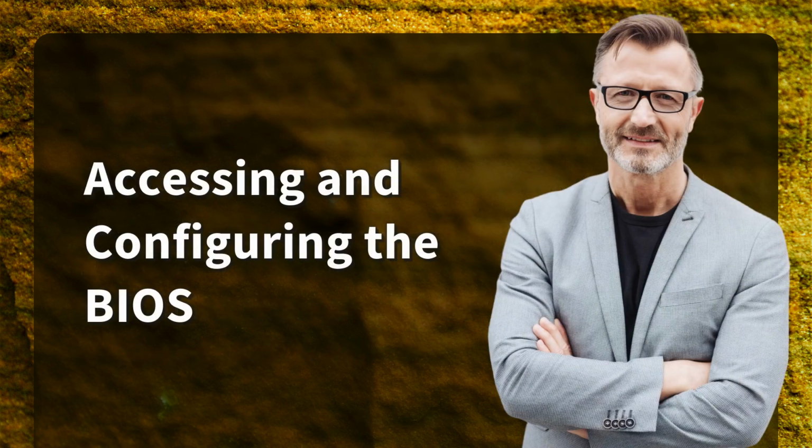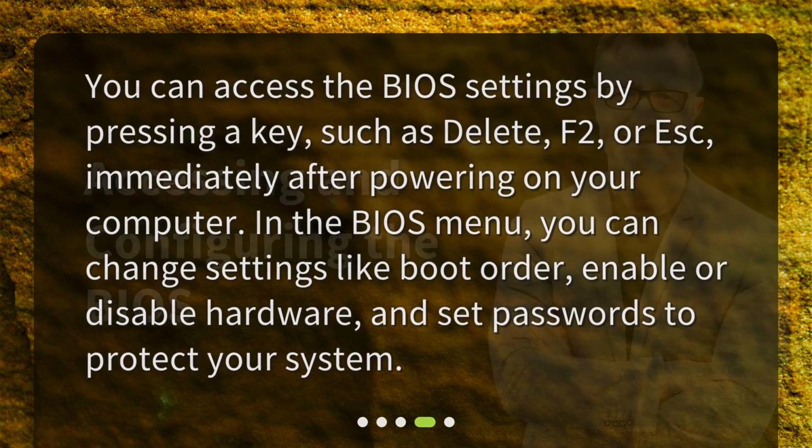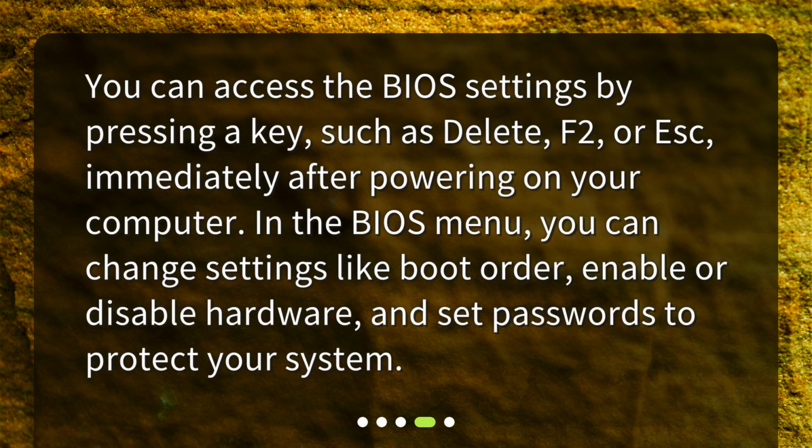Accessing and configuring the BIOS. You can access the BIOS settings by pressing a key, such as Delete, F2, or Escape, immediately after powering on your computer. In the BIOS menu, you can change settings like boot order, enable or disable hardware, and set passwords to protect your system.